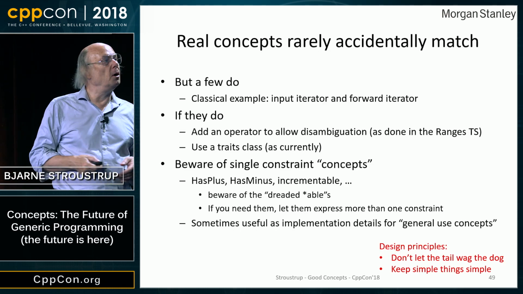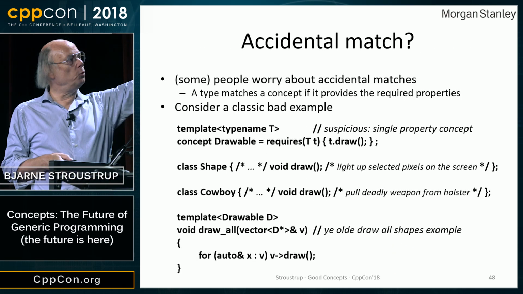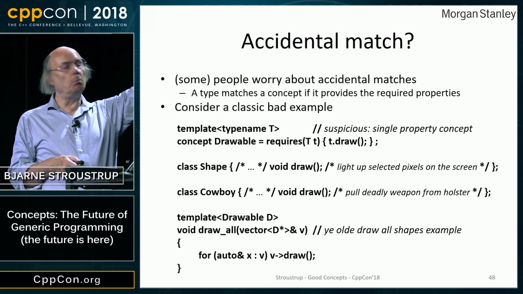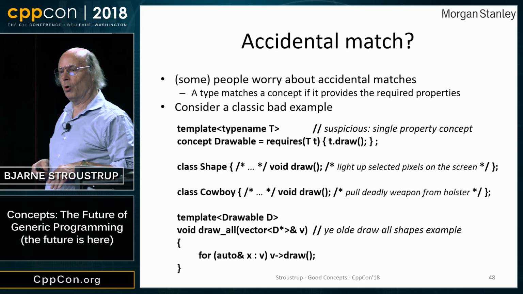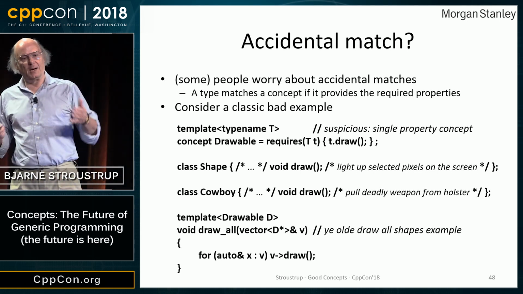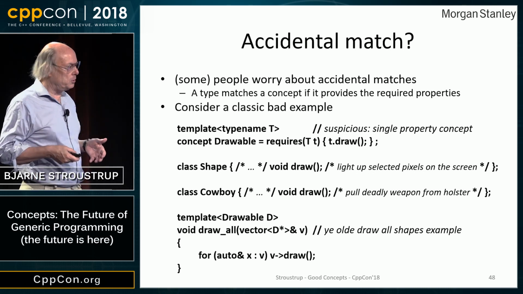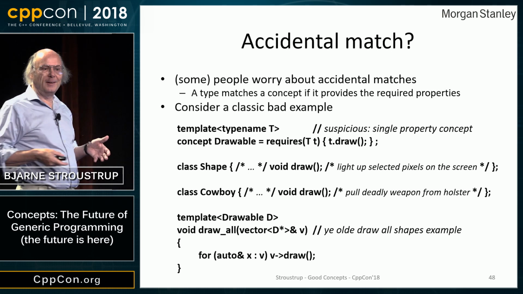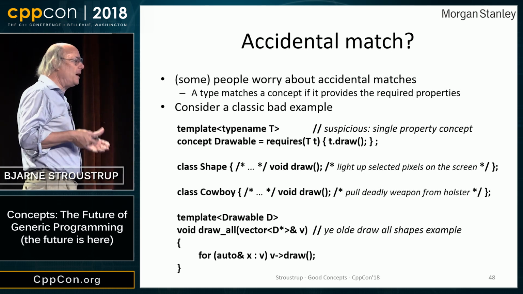If you have done this properly, there would have been more draw operations than just draw, and it's unlikely the cowboy would have had them all. Similarly, for a cowboy, there would be operations that probably didn't fit with a shape, like get on the horse. So the accidental match can happen.